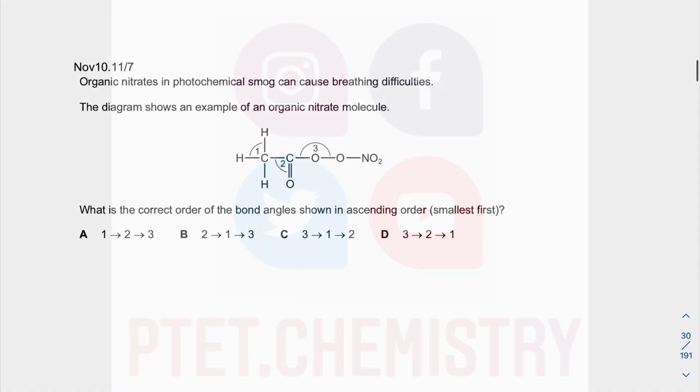This is the last question of this 5-question series. Again, it's asking you on the correct order of the bond angles shown there. You want to show the smallest angle first. To do with bond angle, you have to work out the geometry about each and every one of these.